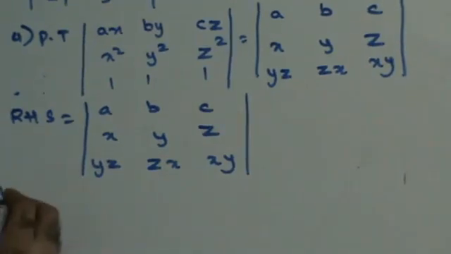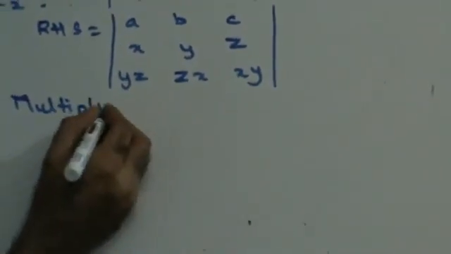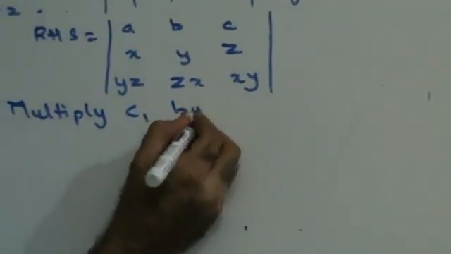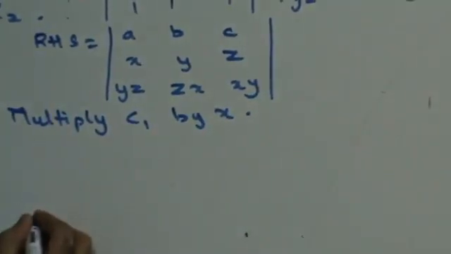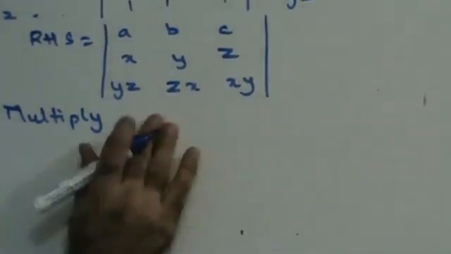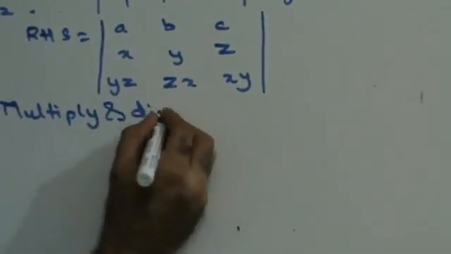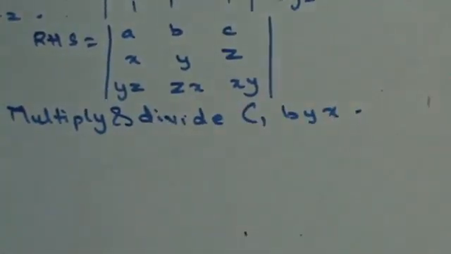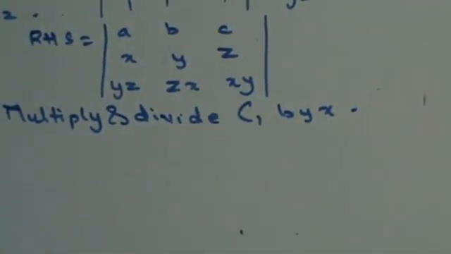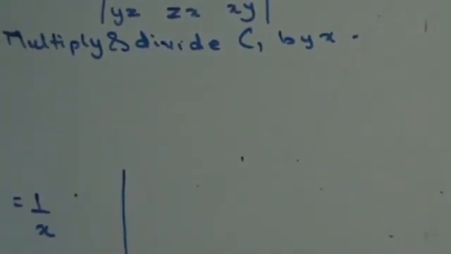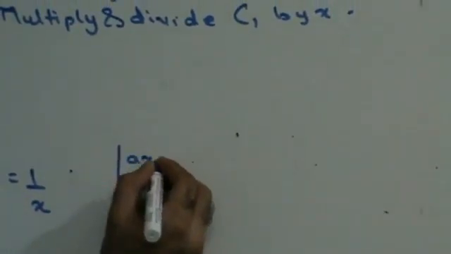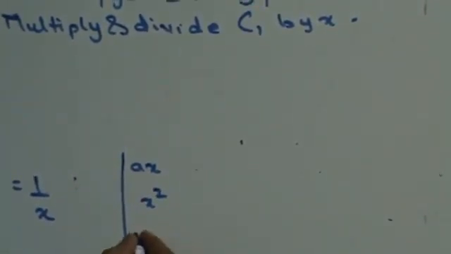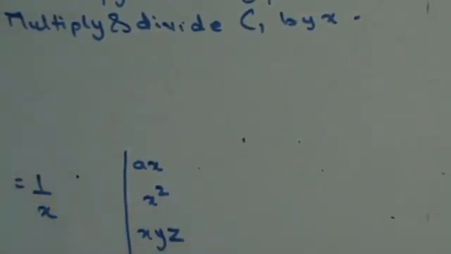So I'll multiply the first column by X. To keep the equation constant, I'll have to multiply and divide the first column by X. So I'm dividing by X outside and multiplying the first column by X. So this will become AX, X square, XYZ.